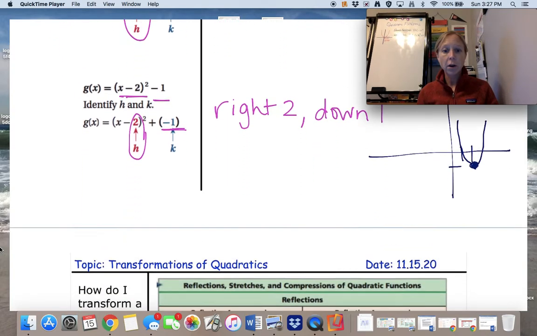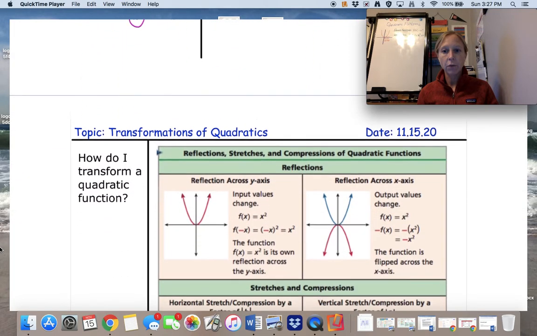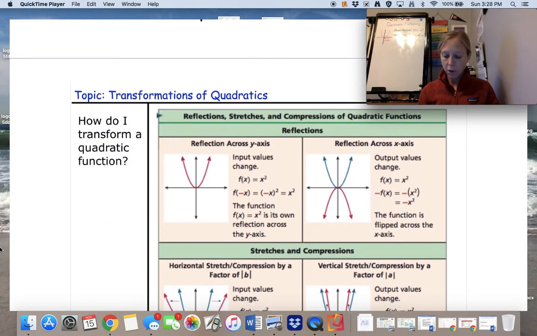Okay, let's review our other types of transformations. We have reflections, stretches, and compressions. So we'll highlight some key points here. First of all, a reflection across the y-axis. That's when it would flip across the y-axis. That's a horizontal change, so it gets substituted in for x. It happens inside. A reflection across the x-axis would flip it up and down. That means it is a vertical reflection and the output changes. We make the entire function negative.